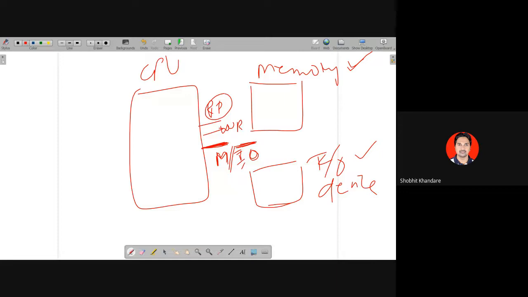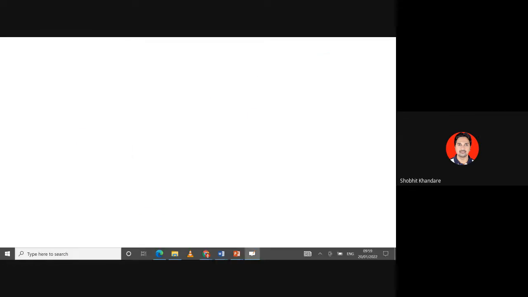So take the different possibilities. If I want to read the memory, this will be high. If I want to write the memory, this will be high. If I want to read the IO device, this will be high and this will be low. If I want to write the IO device, WR will be high. Just a minute. Yes, this will be high as well as this will be low.